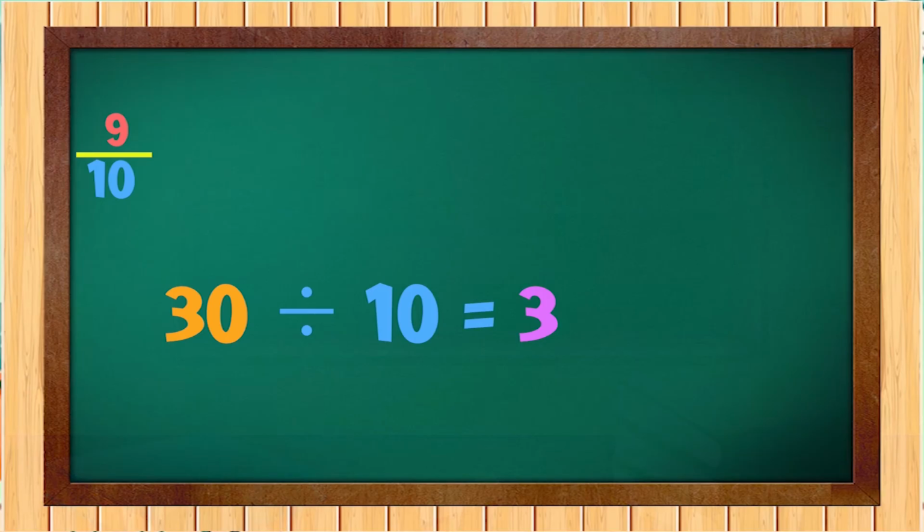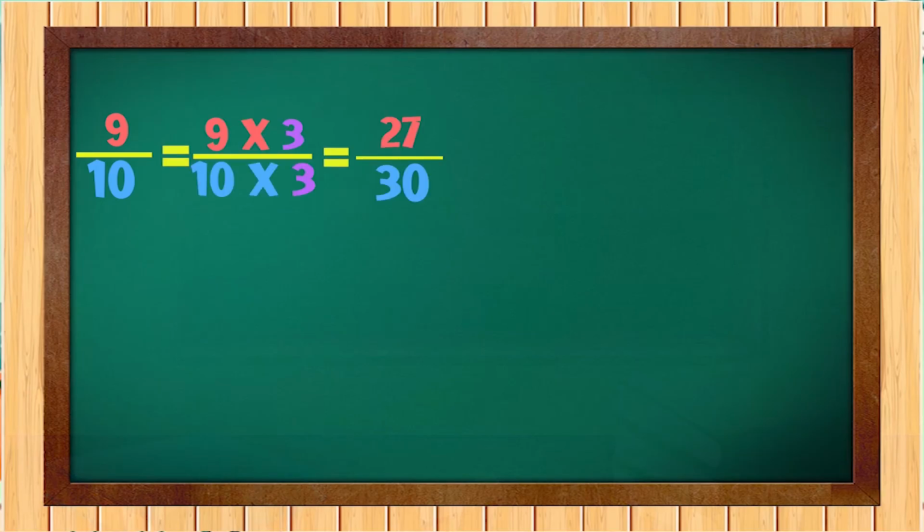So we're going to multiply 3 times 9, or 3 times the numerator. 3 times 9 is 27. So 9/10 converted will equal 27/30. Now let's convert the second fraction, which is 5/6.